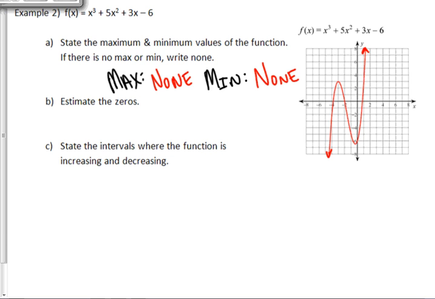Estimate the zeros. Again, it's an estimate, so an approximation. The zeros are where it crosses the x-axis. So I look up here, this is slightly below -4. So I'm going to say something like -3.8. Again, here's where it crosses that axis, which would be -2. And this one is slightly below -1. So I'm going to say this is -0.9. Those are the x-intercepts. Those are estimating the zeros from the graph.